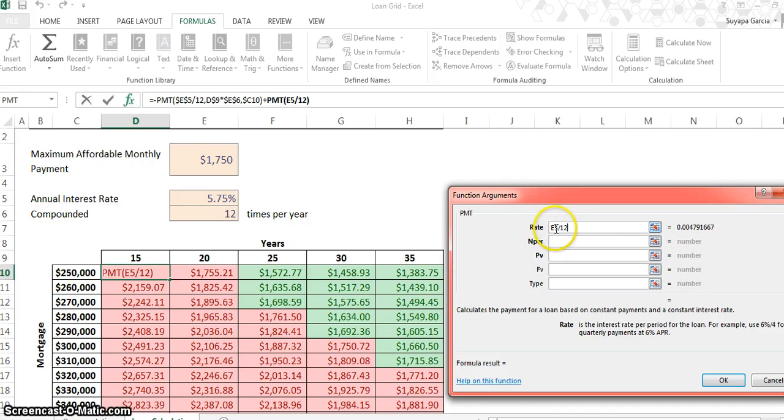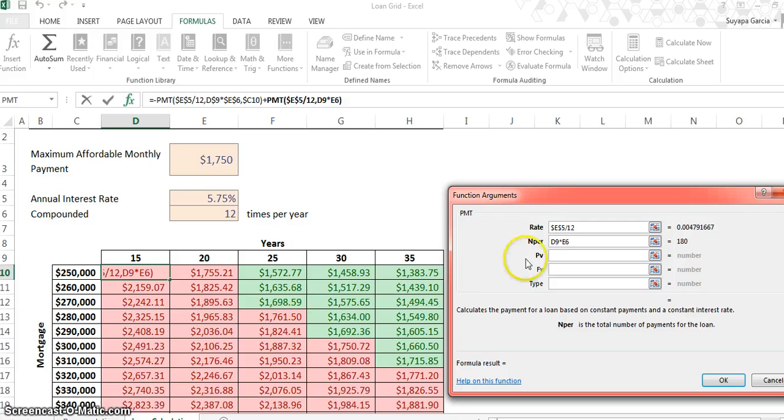Right here, in order for the interest rate not to change, I used an absolute reference. I pressed the dollar sign in front of the E and the dollar sign in front of the 5, which is the row. To get the number of periods, I entered D9, which is right here, the number of years, times the times per year, which is 12 months. So that will be E6.